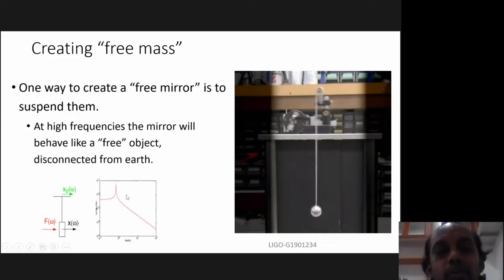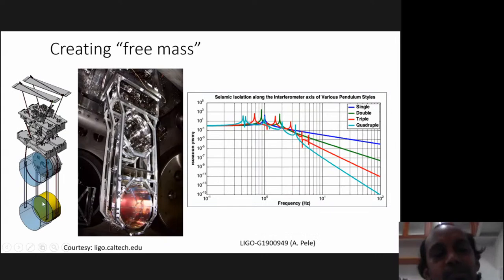So in LIGO, what we do is use these properties of suspension. Instead of just using one stage where you get 1/f² suppression, you can use multiple stages to significantly reduce the coupling from the ground motion. So this is a picture of the LIGO suspension.